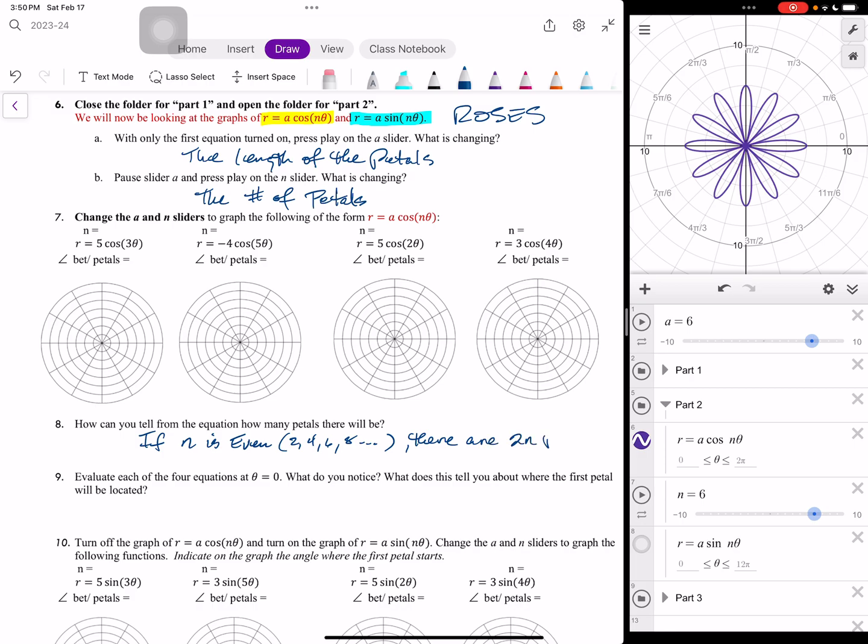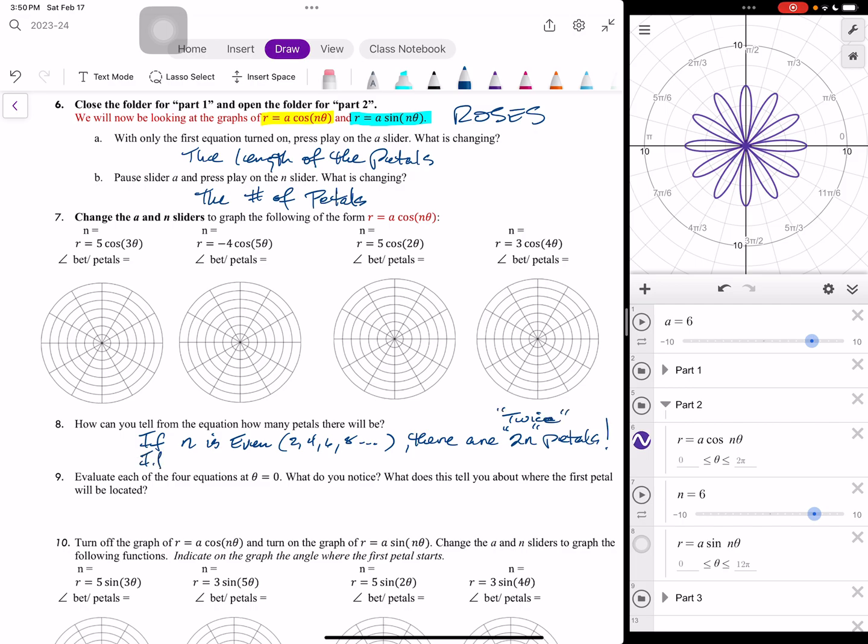2 times n petals. I'm talking twice as many. So if n is 2, you have 4 petals. If n is 4, you have 8 petals. You have twice the petals. That's what I'm talking about. 2n means twice the petals.